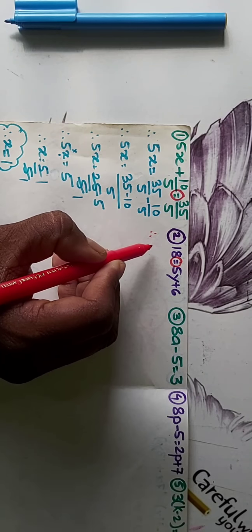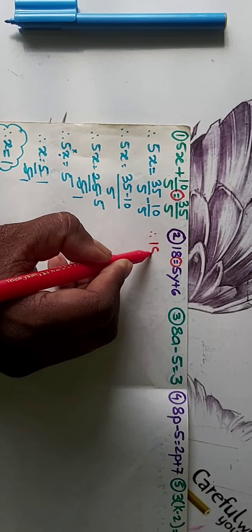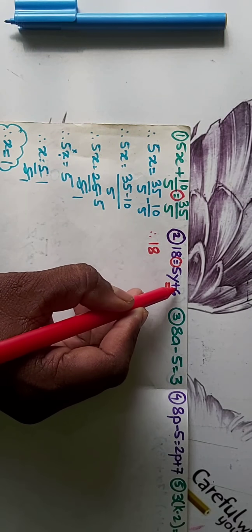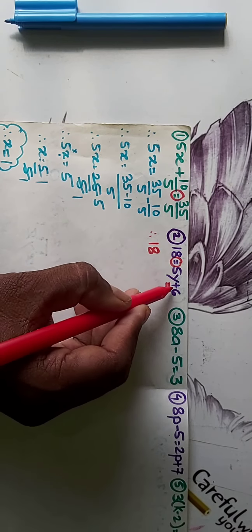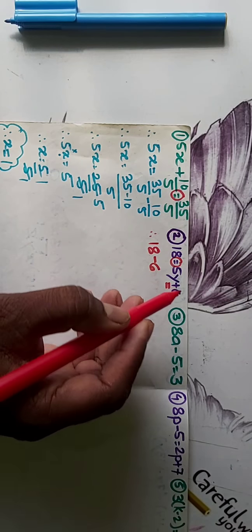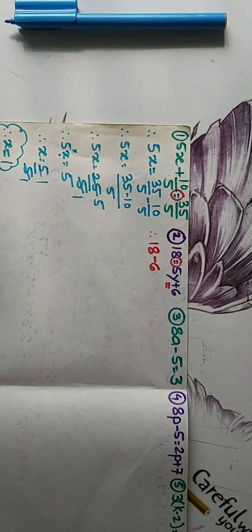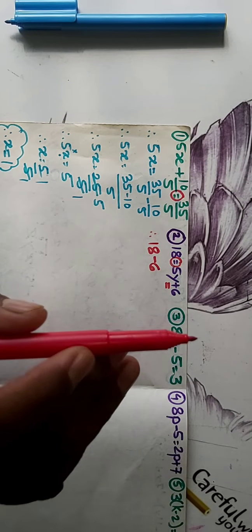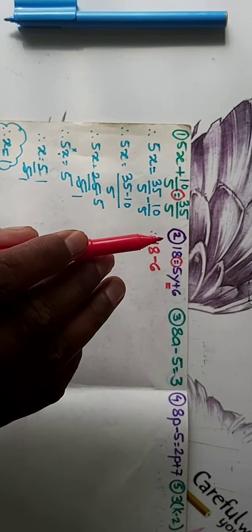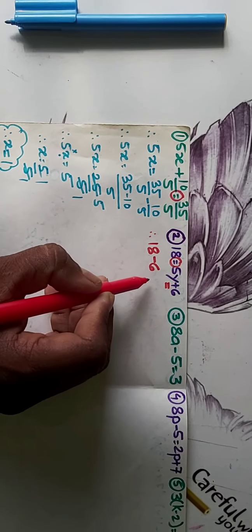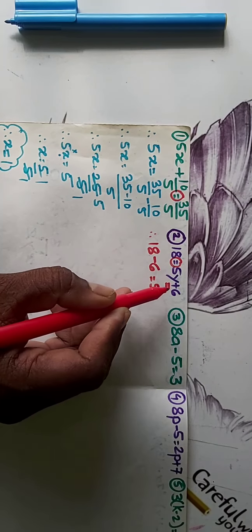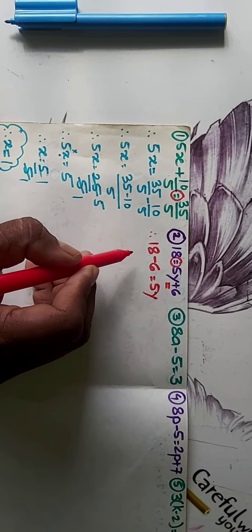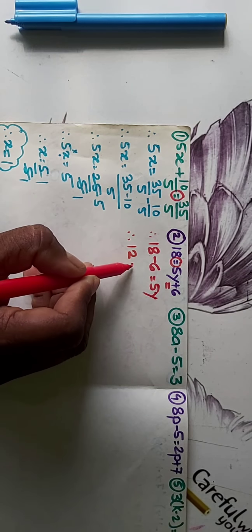Okay, now therefore 18 as it is, then this plus sign, when transposing to the equal to sign, plus becomes minus. Multiplication opposite division, division opposite multiplication, addition opposite subtraction, subtraction opposite addition. So plus becomes minus and multiplication becomes division, so is equal to 5y. So 18 minus 6, that is 12, is equal to 5y.